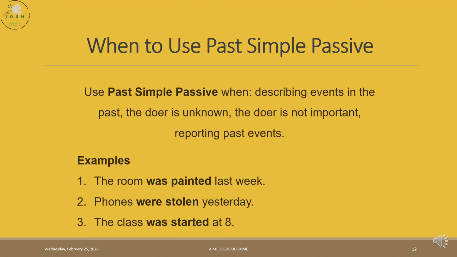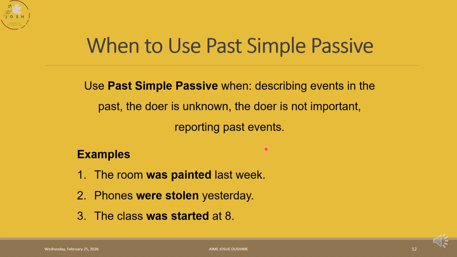When do we use the past passive? As I said, we use it to describe events in the past, when the doer is unknown, when the doer is not important, and when we are reporting a past event, like: the room was painted last week, phones were stolen yesterday, the class was started at 8.